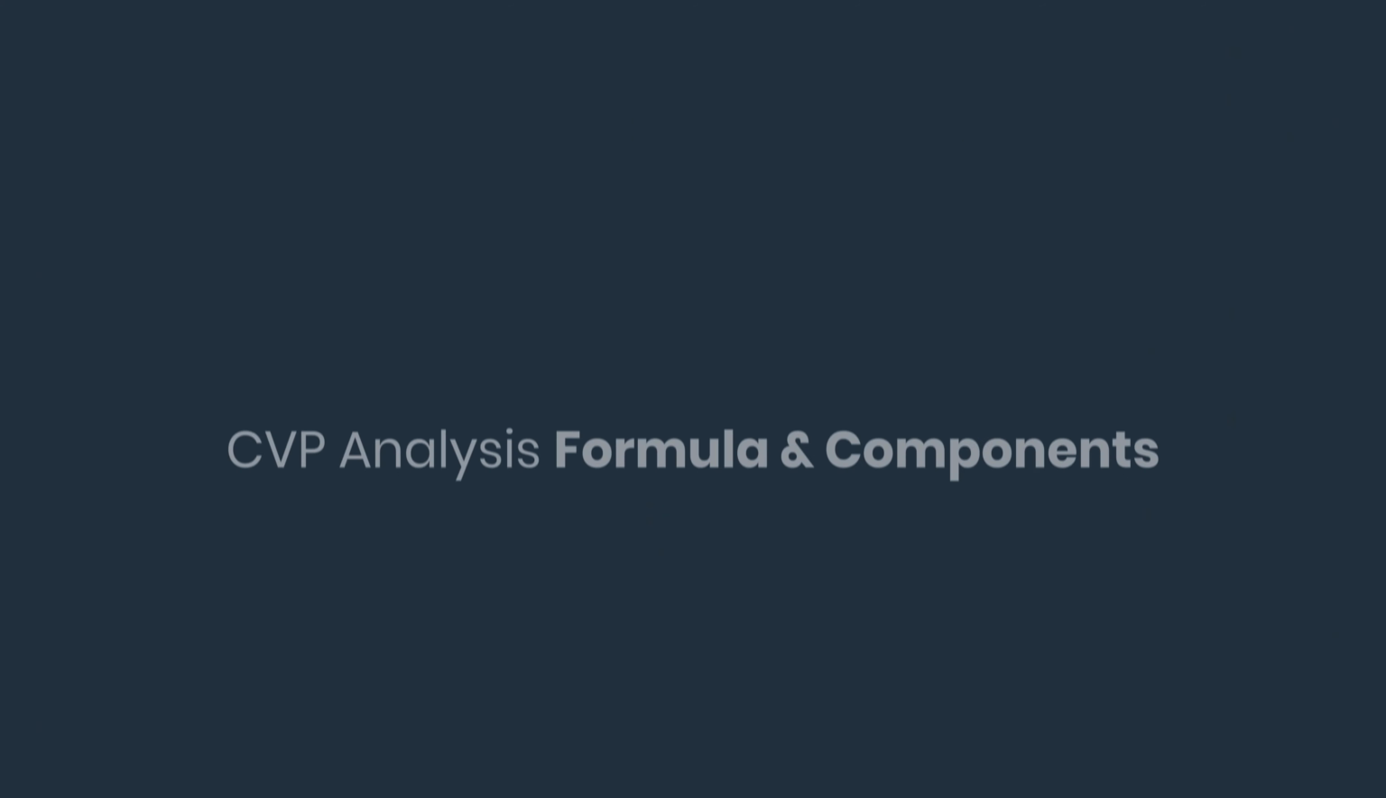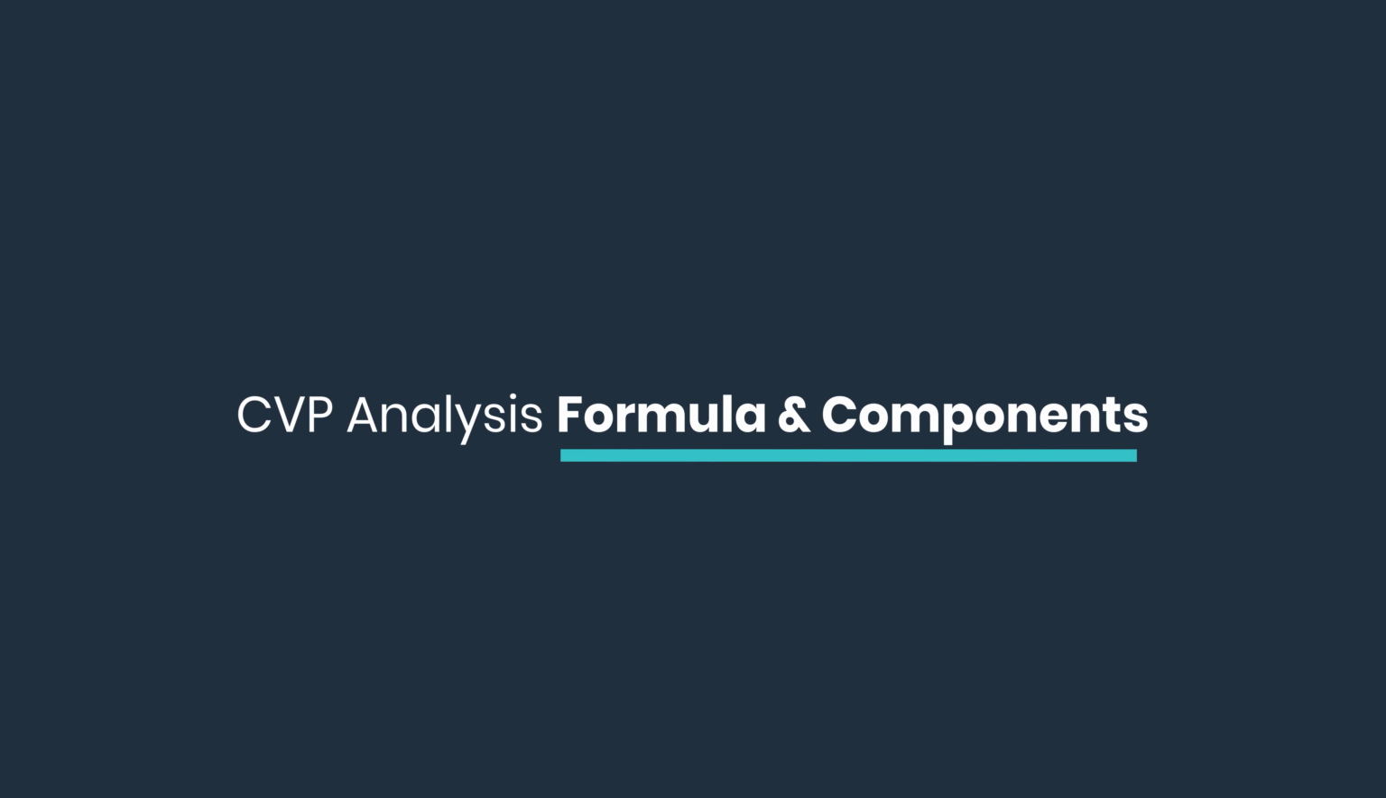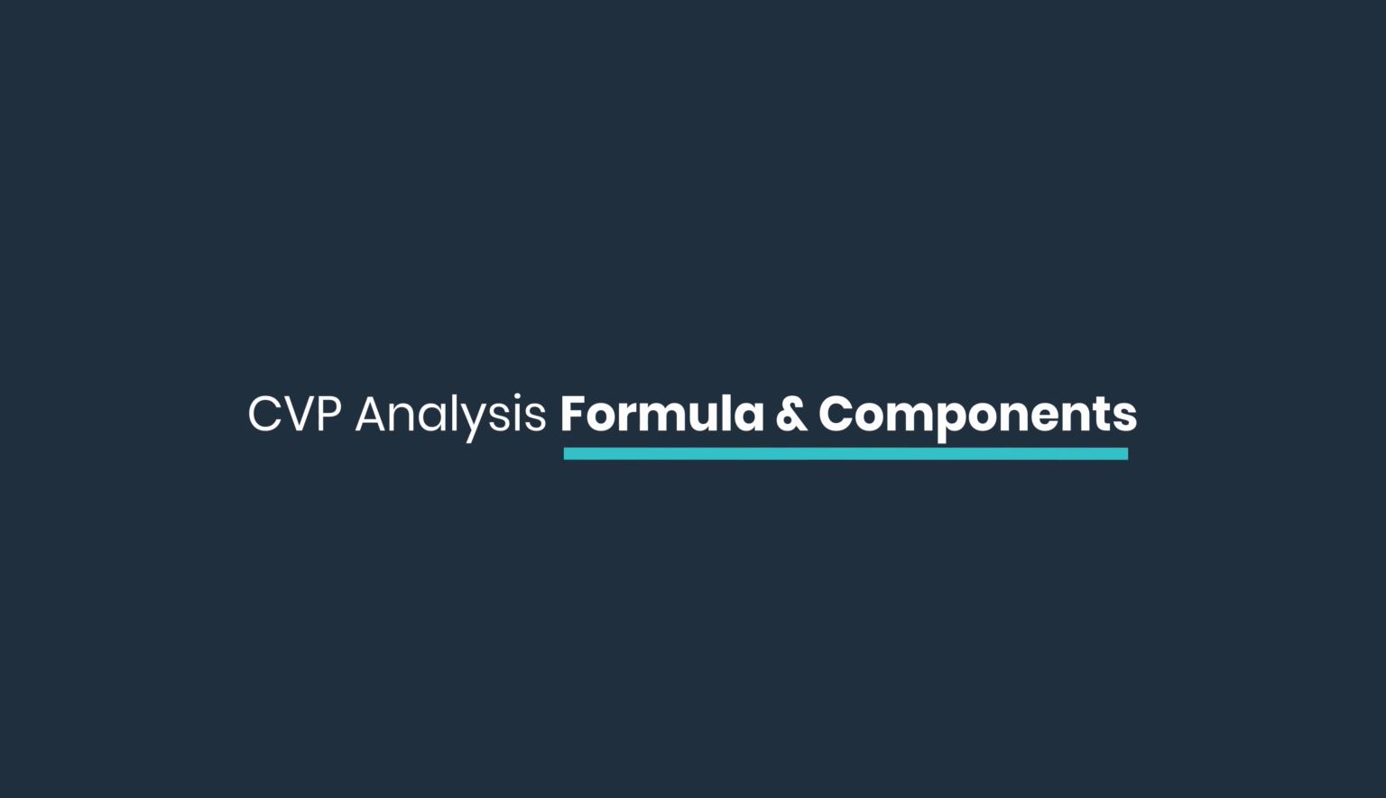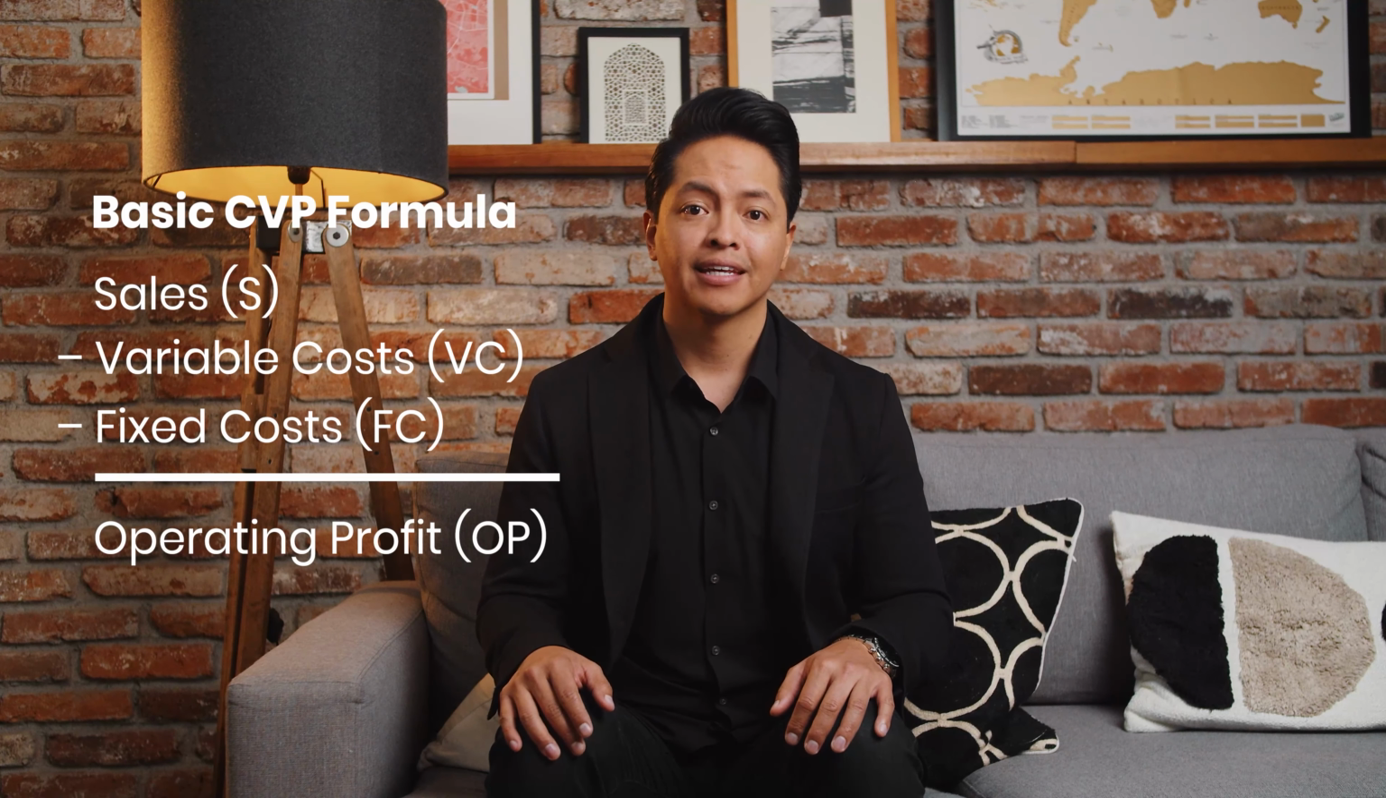Now, let's look at the CVP formula and define each of its components. The basic formula used in CVP analysis is as follows. Sales less variable cost less fixed cost equals operating profit. CVP analysis is very flexible. The basic formula can be adjusted to focus on a specific factor or a combination of factors.